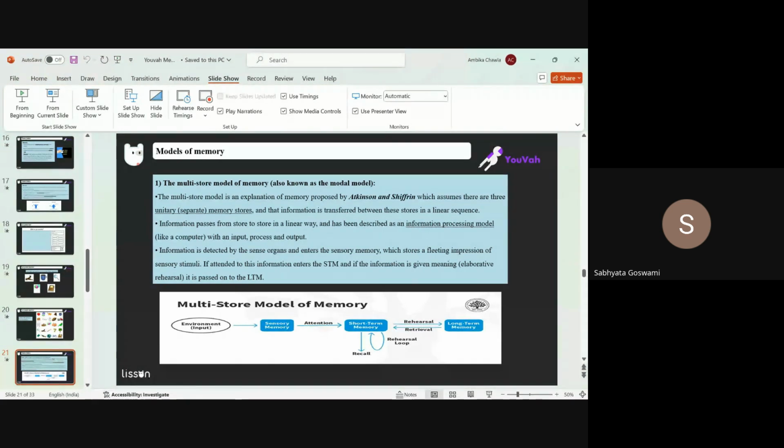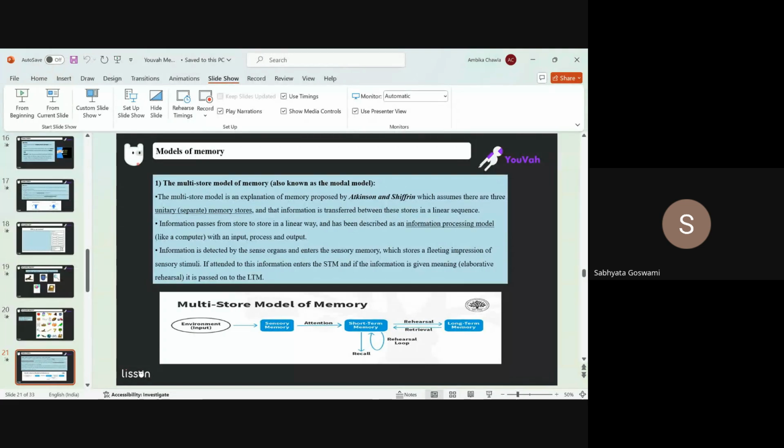And once we start adding meaning or adding some sort of understanding into those rehearsals, we tend to take that information to our long term memory. So, that adding of meaning and linking that current information to new information that we are seeing is called elaborative rehearsals. So, that is how it goes to our long term memory.